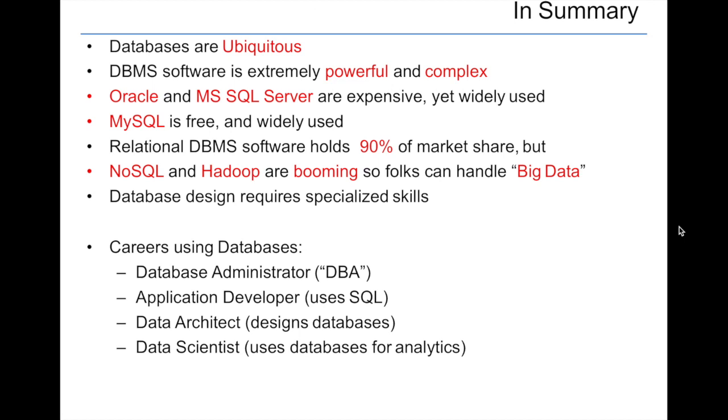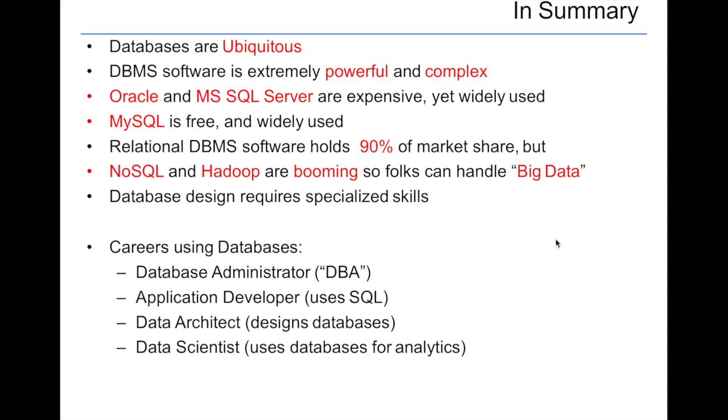So in summary, databases are ubiquitous, meaning they're found everywhere. DBMS software is extremely powerful and complex. Oracle and MS SQL Server are expensive yet widely used. MySQL is free and is also widely used. Relational database software holds 90% of the market share, but NoSQL and Hadoop are booming, so folks can handle big data. Database design requires specialized skills.